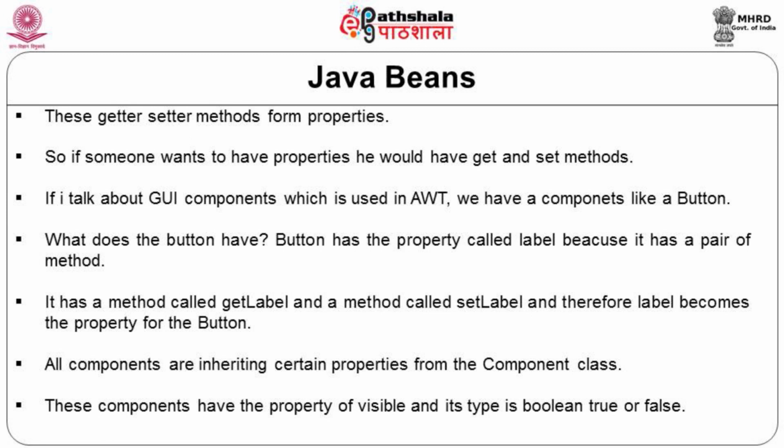Most of the GUI components, all of them in fact, because we have this Component class, inherit certain properties from the Component class. These components have this property called visible. Visible is a property. What is the type? Boolean, true or false. Visible is a property for all components, fine.